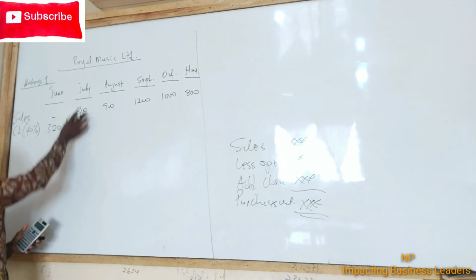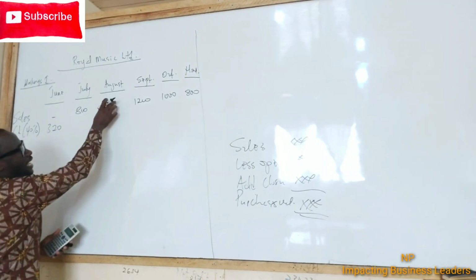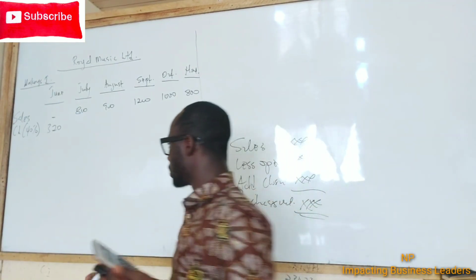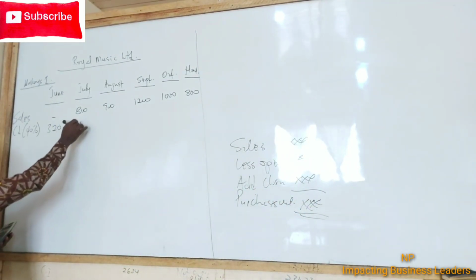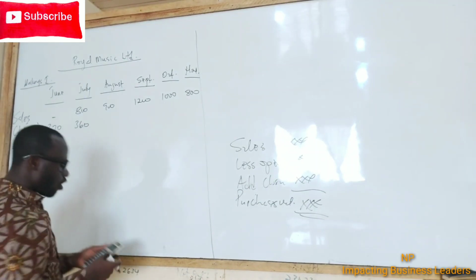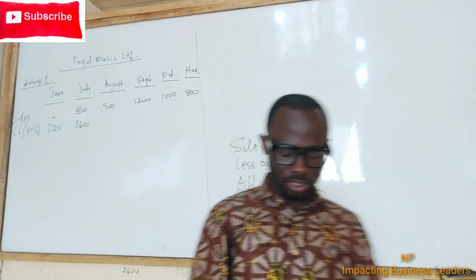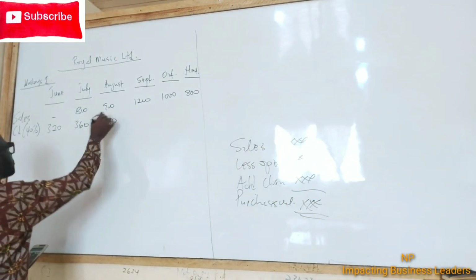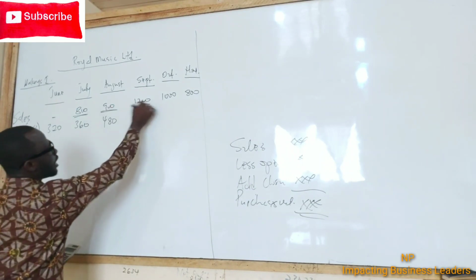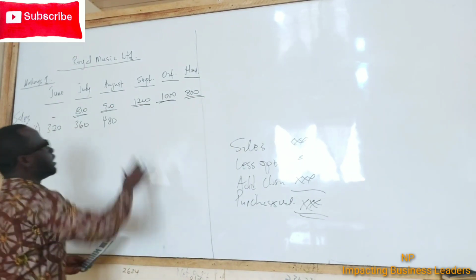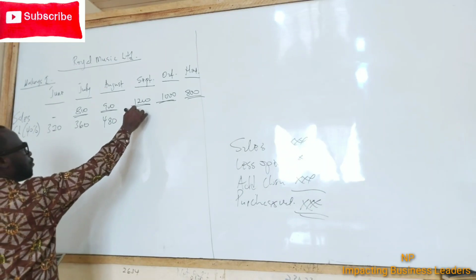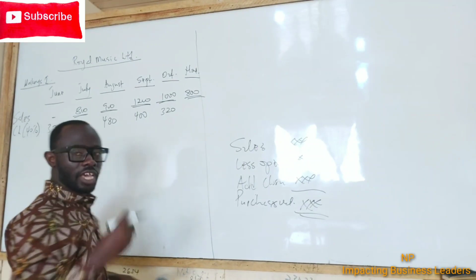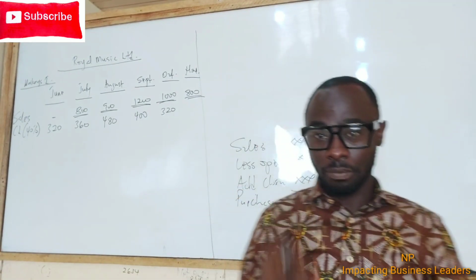Then the closing stock for July will be 40% of August. So 0.4 by 900, I have my Casio here, and that's 360. Then we go again, 40% of 1,200, that's 480. Not going to be adding anything here. Then 40% of 1,000, that's 400. And then 40% of 800, that's 320. So these are the closing stocks respectively.